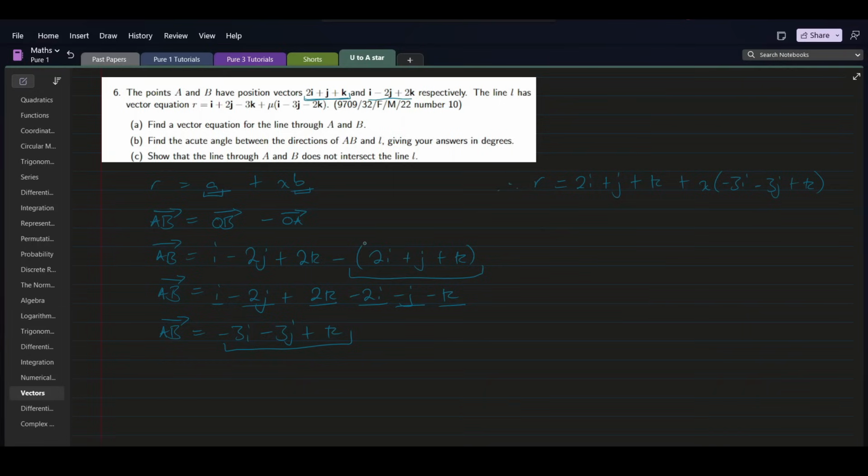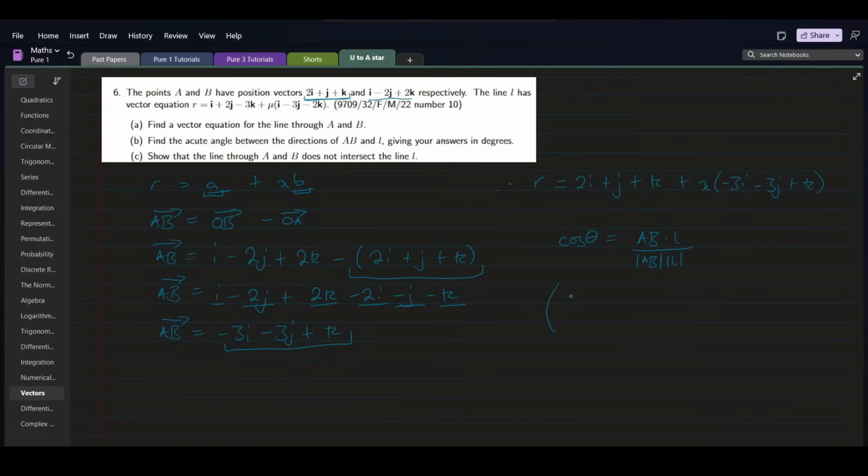Part B. Find the acute angle between the directions of AB and L, giving your answer in degrees. Okay, so the formula for the angle between two lines is cos theta is equal to, in this case, we're dealing with the direction of AB and L. So first we'd have to find their dot product, so AB dot L, and then their moduli, modulus of AB times modulus of L. Okay, so let's start by finding their dot product.